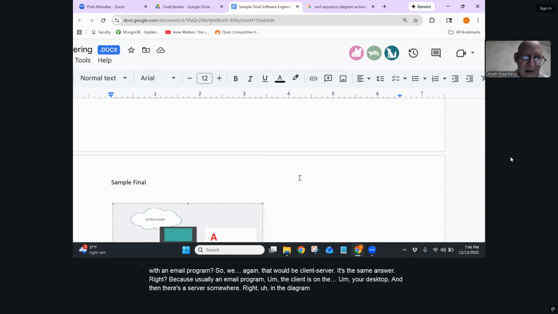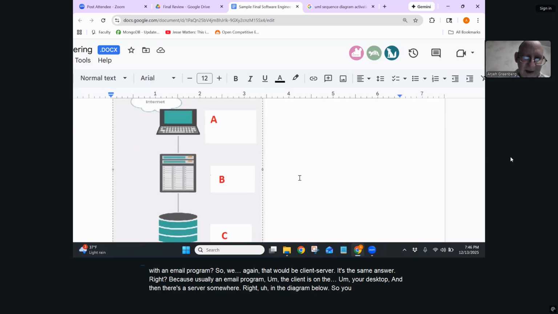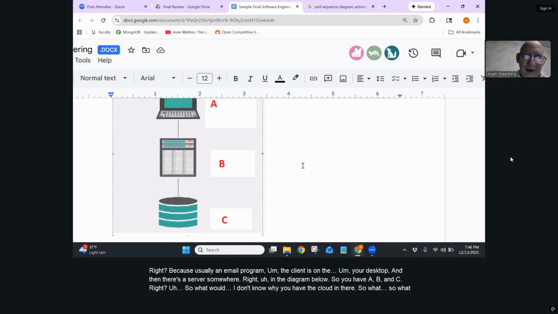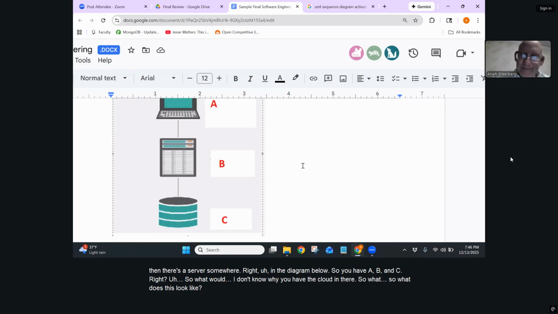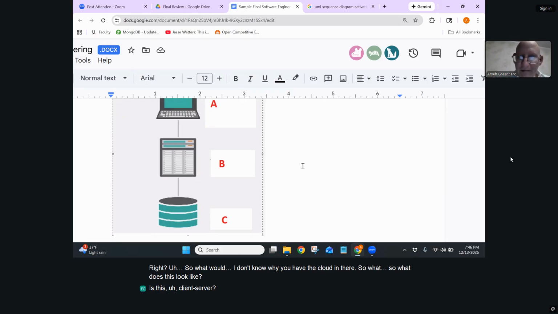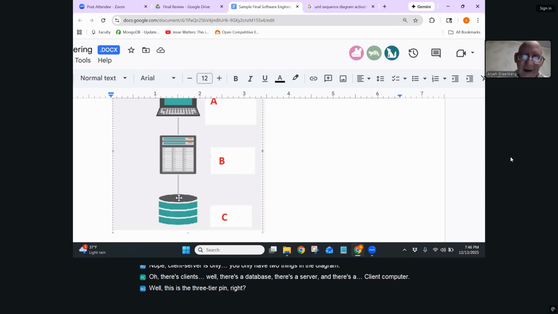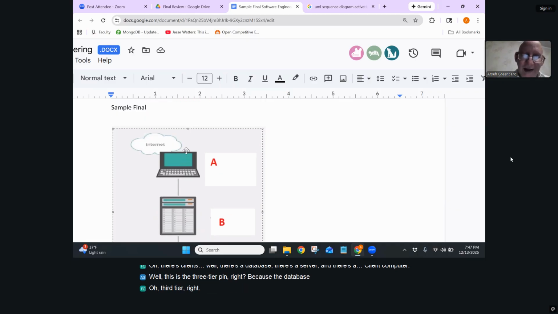In the diagram below, you have A, B, and C, right? I don't know why you have the cloud in there. What does this look like? Is this client server? No, client server only has two things in the diagram. Oh, there's a database, there's a server, and there's a client. This is the three-tier pattern, right? Because the tiers are database, business logic, and presentation layer.